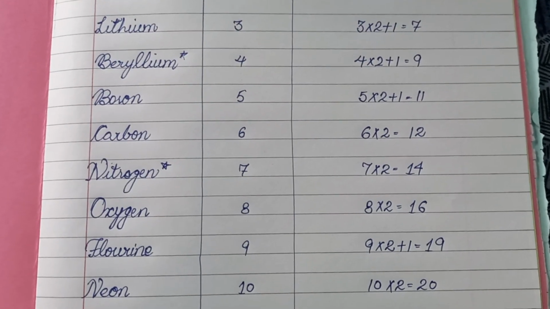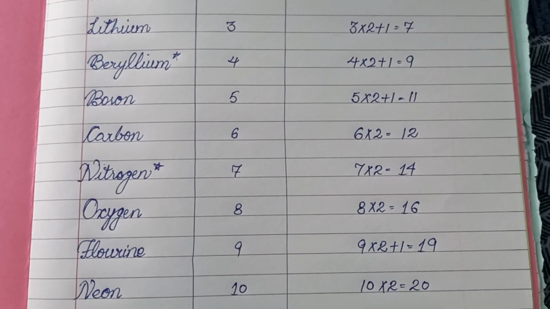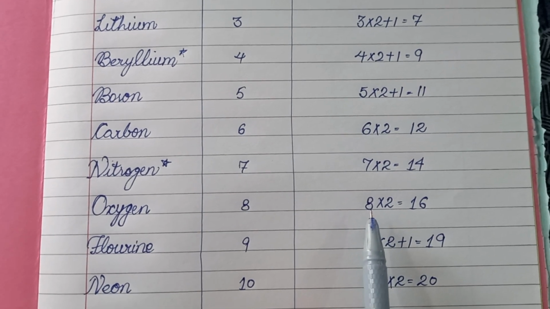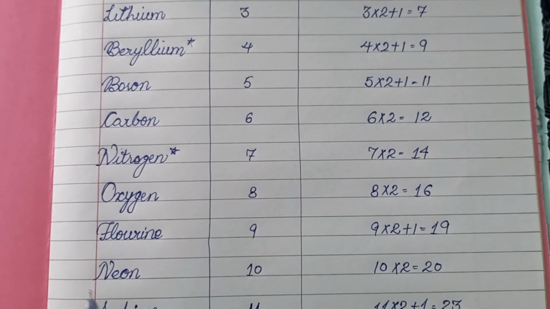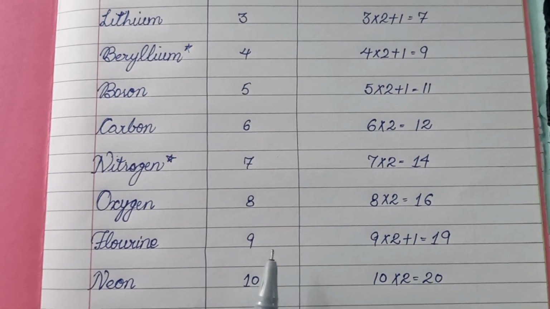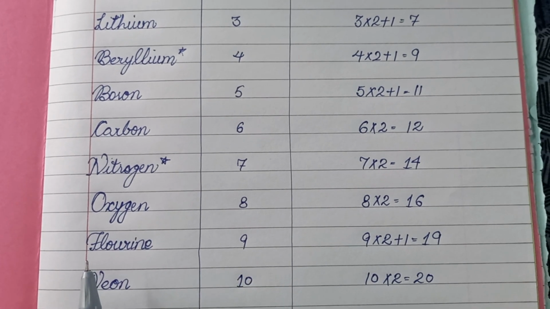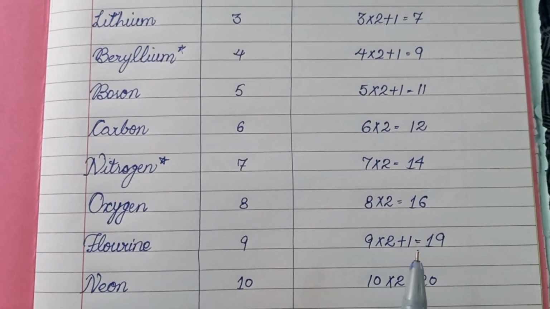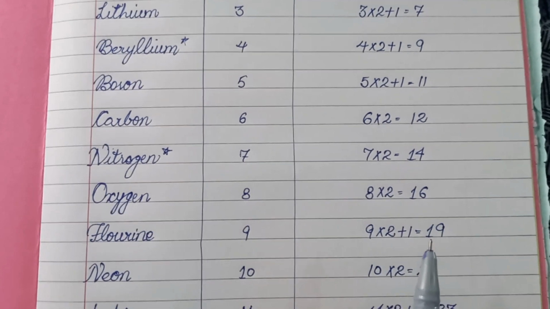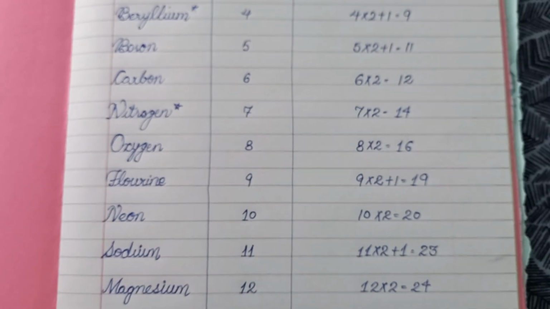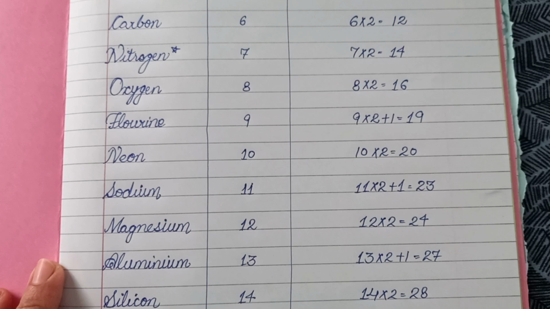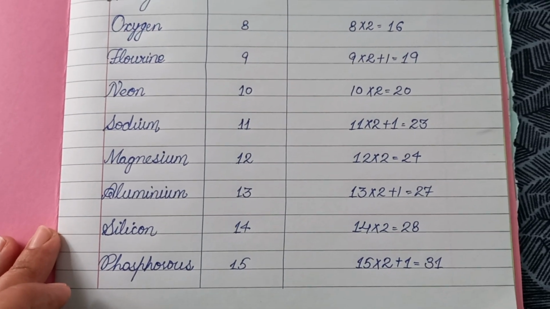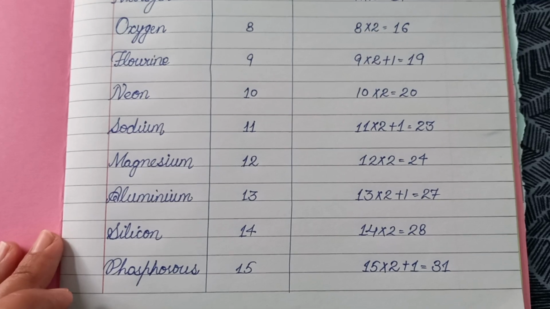In the case of oxygen, the atomic number is even, so you just multiply the atomic number by 2. But if the atomic number is odd, as in the case of fluorine, you multiply the atomic number by 2 and add 1. The same trick you can follow for each and every element till 15, till phosphorus.